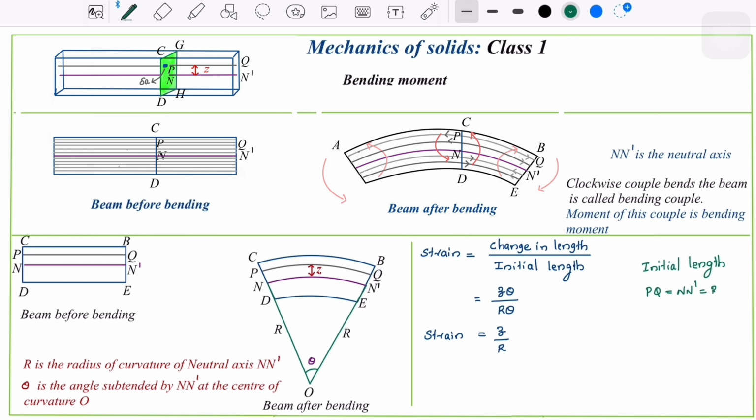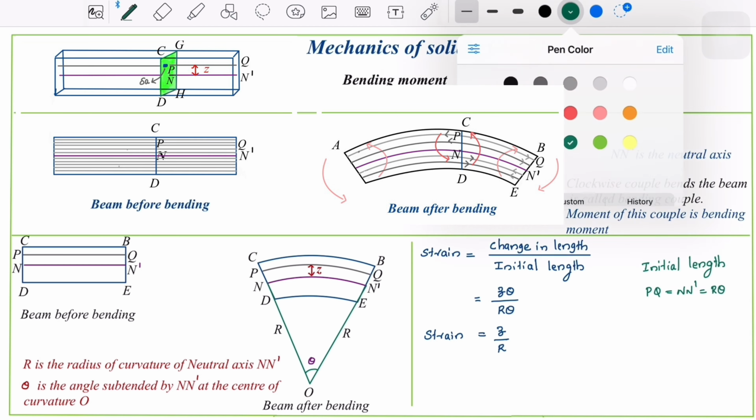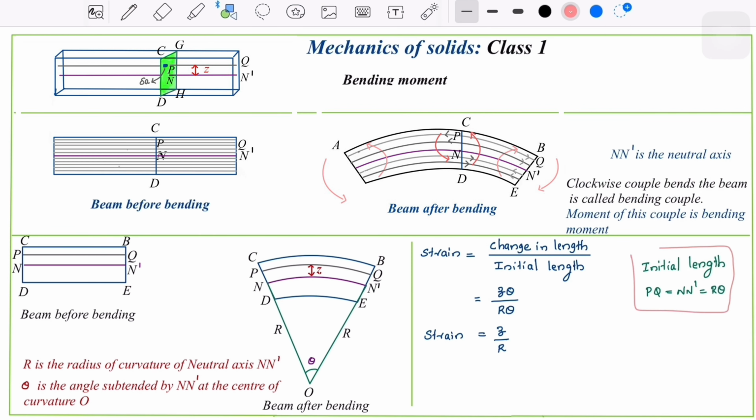We have the initial length PQ is equal to N dash is R theta, and the change in length is Z theta. Therefore, the strain is change in length by original length, that is Z theta by R theta, that is equal to Z by R.